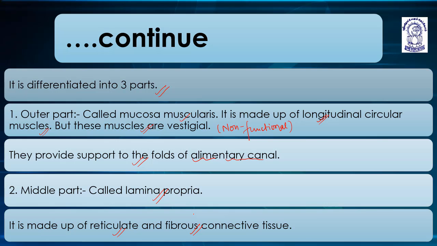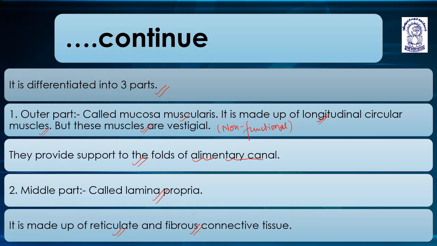The outer part is the mucosa muscularis. It is made up of circular muscles and longitudinal muscles, but these muscles are vestigial. So they only provide support to the folds of the alimentary canal.